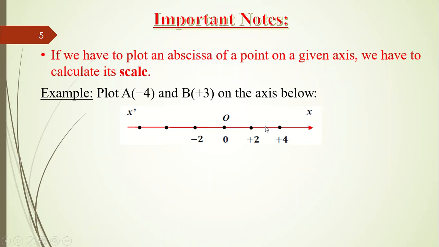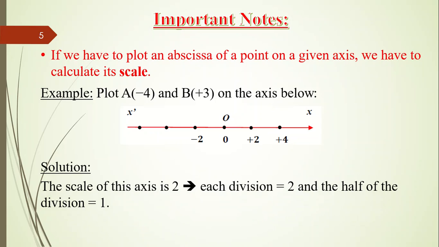So we have to place B on the midpoint between 2 and 4. So here the scale of this axis is 2. Each division equals 2, and the half of the division is equal to 1. So here, the second division is minus 4, and here plus 3 is between plus 2 and plus 4.